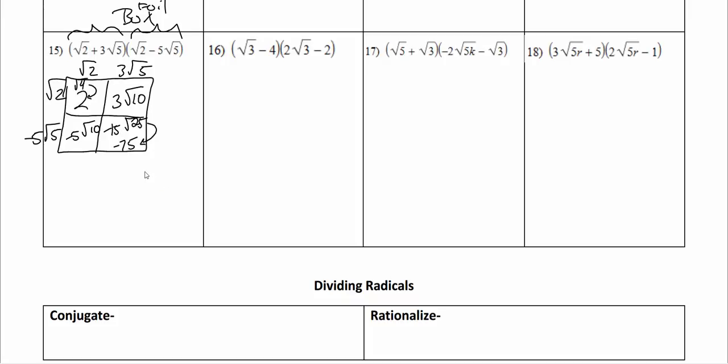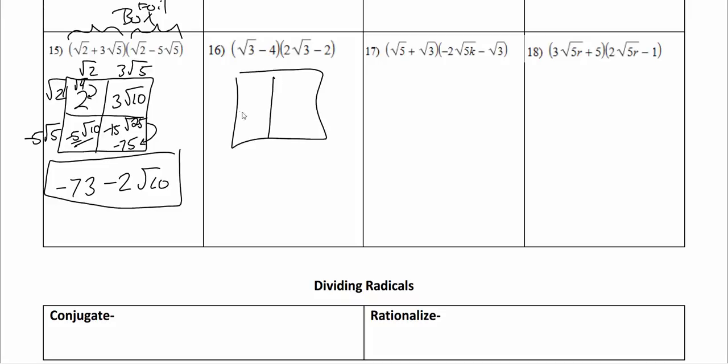Oh my gosh, you just learned something. Now let's combine terms. 2 minus 75 is negative 73. Negative 5 root 10 plus 3 root 10 is a negative 2 root 10. There you go. That's it. It's not really that hard. You just got to make sure you're keeping track of your actual roots and stuff like that. Here we go. Number 16.